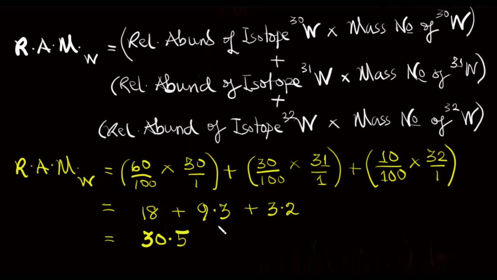So as we stated earlier, the relative atomic masses of elements are not whole numbers because elements are isotopic mixtures. So you can see why that is 30.5. Another thing you should note is that RAM has no unit, so you don't need to add any unit here.